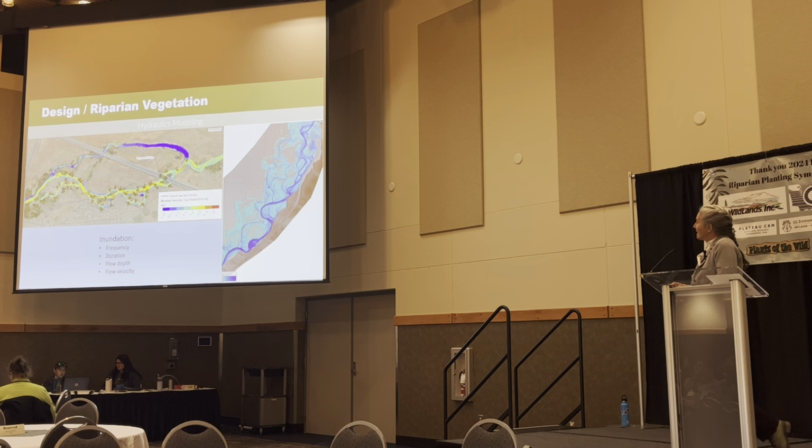If we do that, how often is this inundated? What is the frequency of that inundation? Can we get it to be inundated all year long? Do we want that? Do we want it to be a wetland area? Do we want it to be seasonally wetted? What are we going for here? What are the flow depths? What are the flow velocities? And this gives us really critical information about where to plant, what to plant, and what kind of techniques to use when we go to plant those plants.